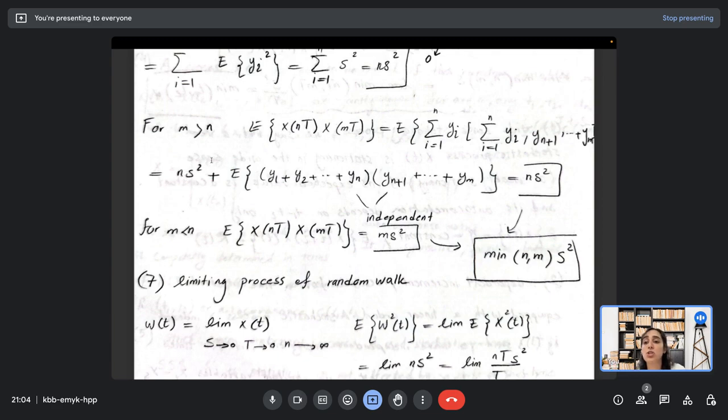We had an assumption that m is greater than n, and because of that, we have this. If m is smaller than n, we will get m times s to the power of 2. So then we have the minimum of n and m times s to the power of 2.